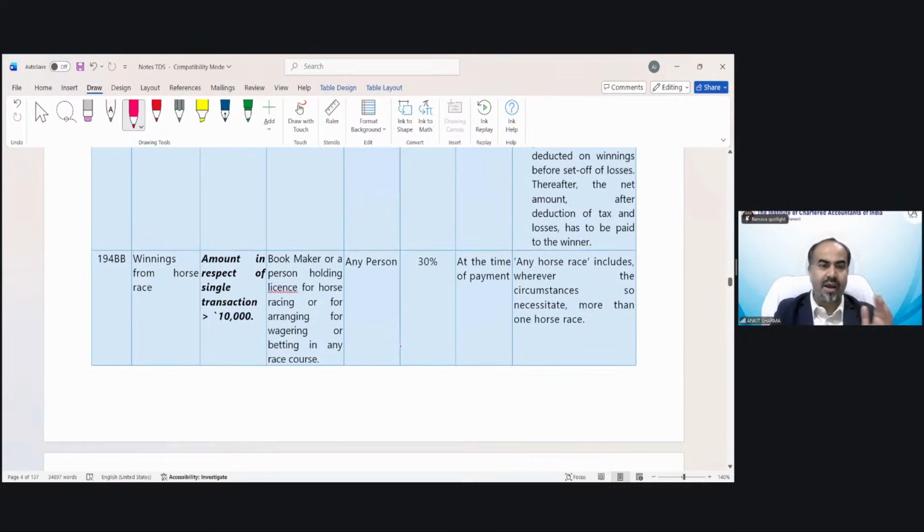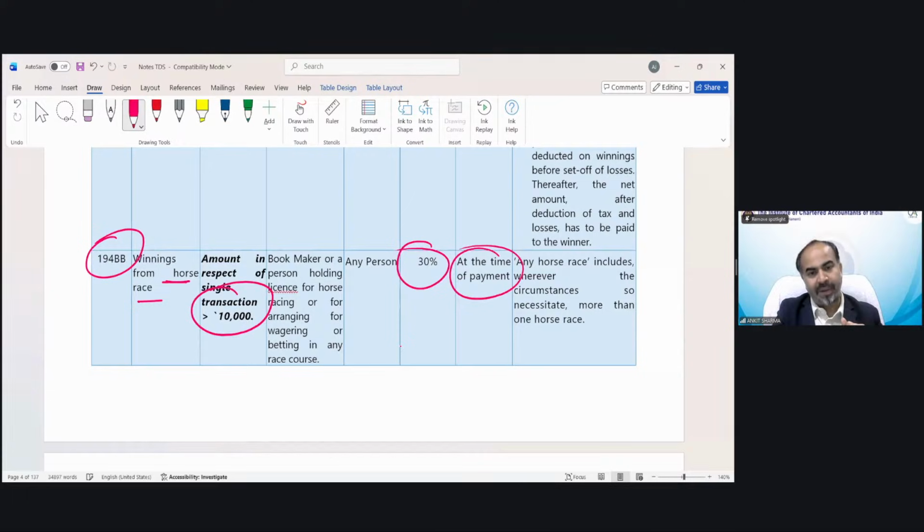Again, the same is 194BB, that is winning from horse race. It is also a casual income. Again, if the single transaction of winning is exceeding 10,000, TDS is required to be deducted at 30% at the time of payment. And the payer should be a bookmaker or a person holding a license for horse racing or for arranging wagering for betting in any race course. It should be a legal horse race. Okay.